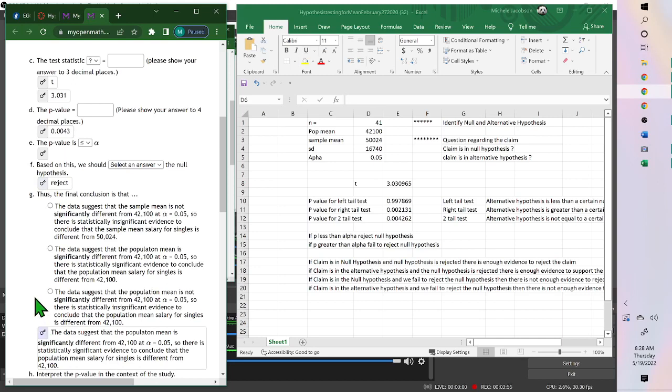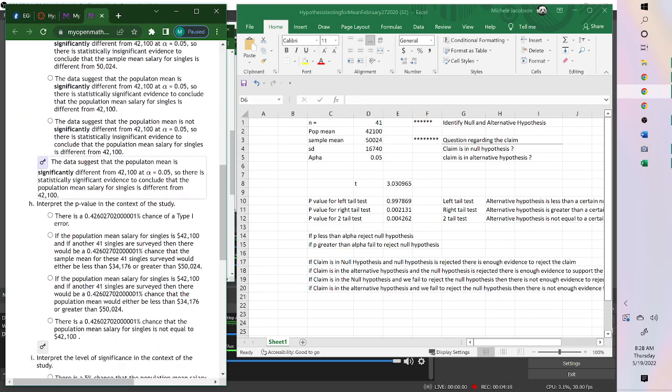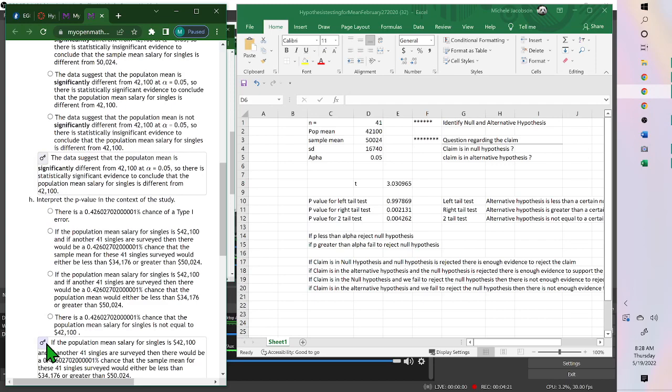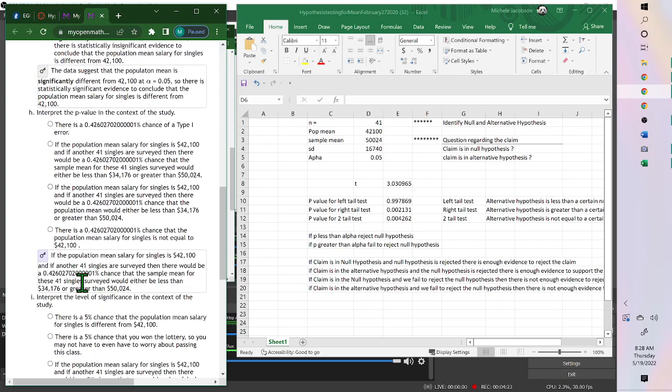The data suggests that the population mean is significantly different. It's significantly different because we're rejecting the null hypothesis. So there's statistically significant evidence to conclude that the population mean salary is different from the 42,100 because we rejected. And then when you're interpreting the p-value, you use it as a percent, so we multiply this by 100. And that's how they got the 0.43.